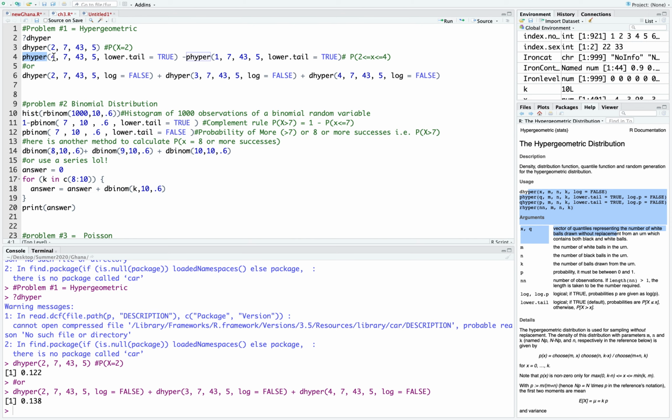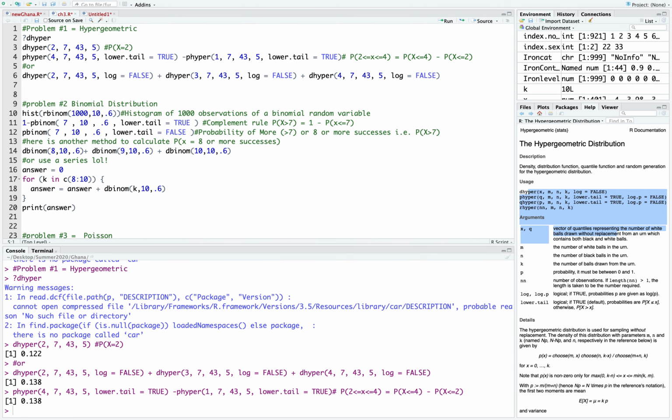Or I can use the cumulative distribution. This is the probability x is less than or equal to 4 minus the probability x is less than or equal to 1. And that's what I'm calculating here, and that cumulative part is represented with this p instead of the d. Okay, so I evaluate that, and it's going to give me 0.138.